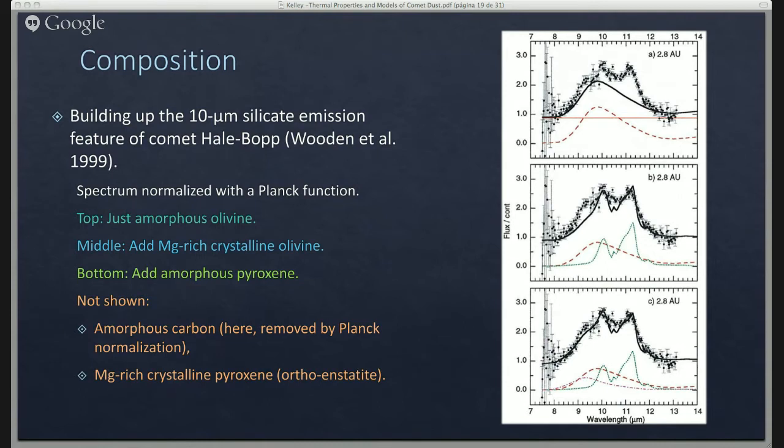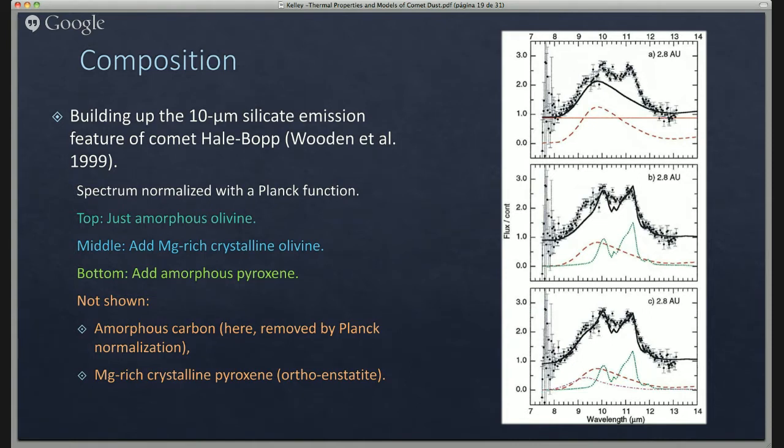First of all, we have olivine that takes up a lot of the emission feature. If you add the crystalline component, so this is magnesium-rich olivine now, we can account for a lot of it, especially those narrow resonances at 11.2, about 11.1, and 10.5, or 10. And then to get the short wavelength side of this emission feature, add some pyroxene, and that gets most of it. What's not shown here is our carbon.